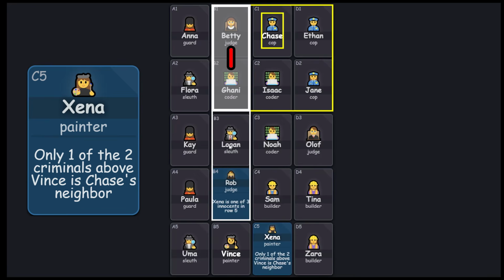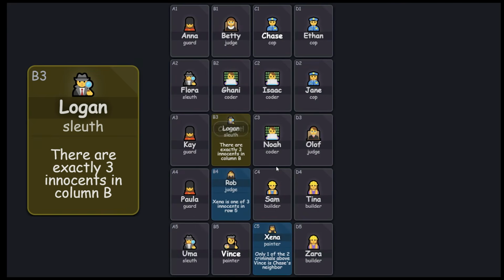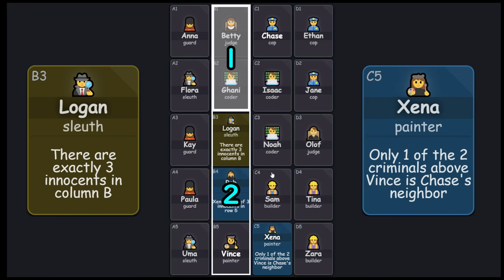One of the two criminals above Vince is Chase's neighbor. Mark Logan as a criminal. There are three innocents in column B. Mark Vince as innocent.